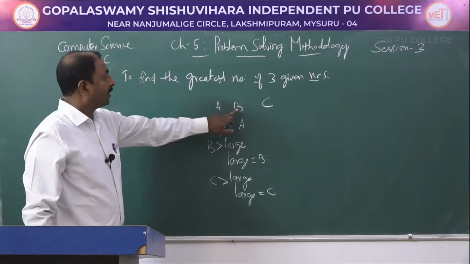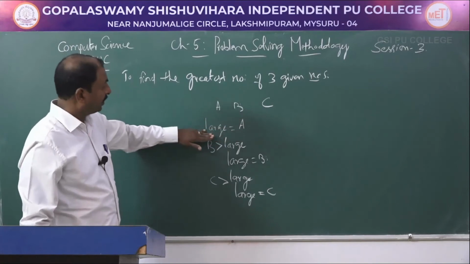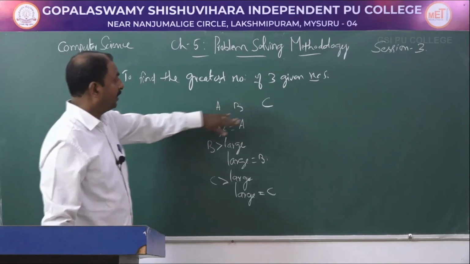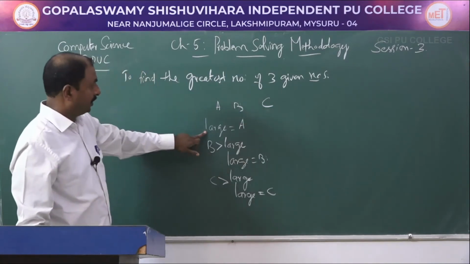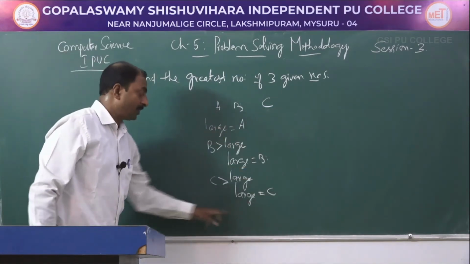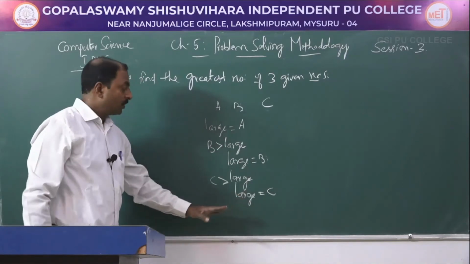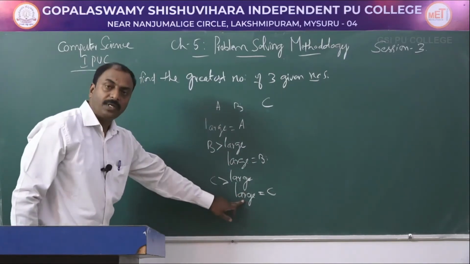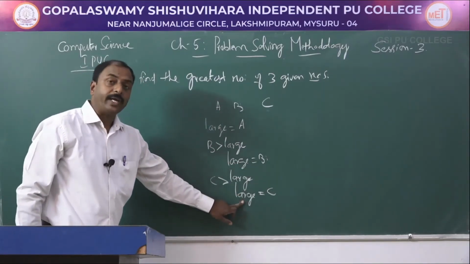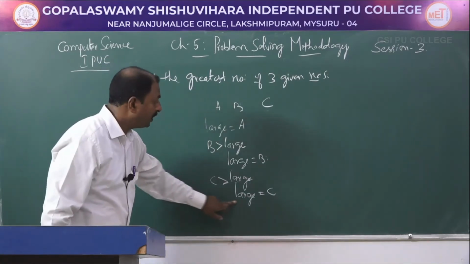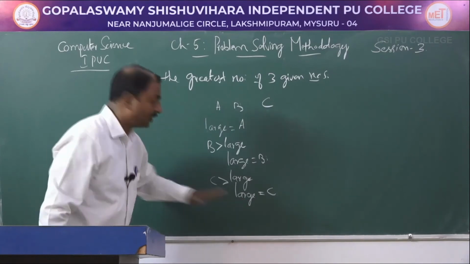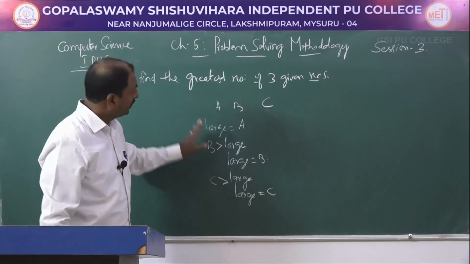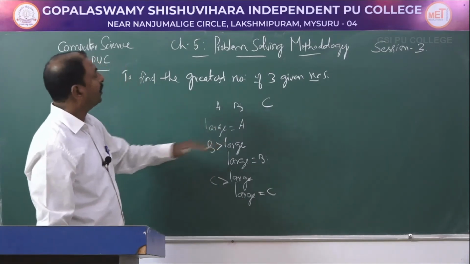See, in step 1, we are assuming that let A be the large number. Second step is we are comparing B with this large. And the next step is we are comparing C with this large. So at the end of these steps, the largest value will be stored in the variable large. Then we have to print the large. So this is the logic of this algorithm.